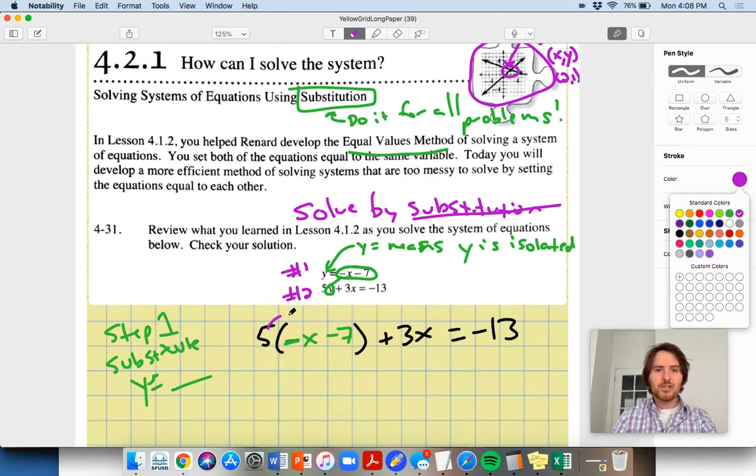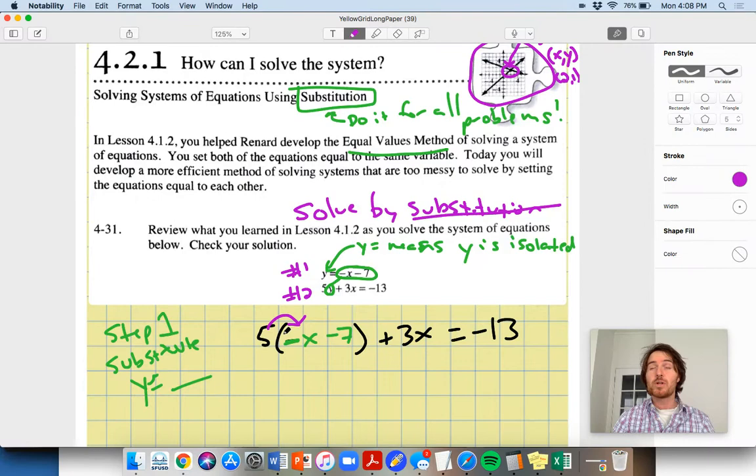Well, step 1, we have to distribute. When you see parentheses, you must multiply. Parentheses in math means multiply. A number outside of parentheses is grouped with what's inside, so I need to multiply this 5 by this negative x, and multiply this 5 by this negative 7. If I have a negative 1x and I want 5 more of those, that ends up being negative 5x. If there's nothing in front of the x, that just means negative 1x. 5 times negative 1 is negative 5, so this is negative 5x.